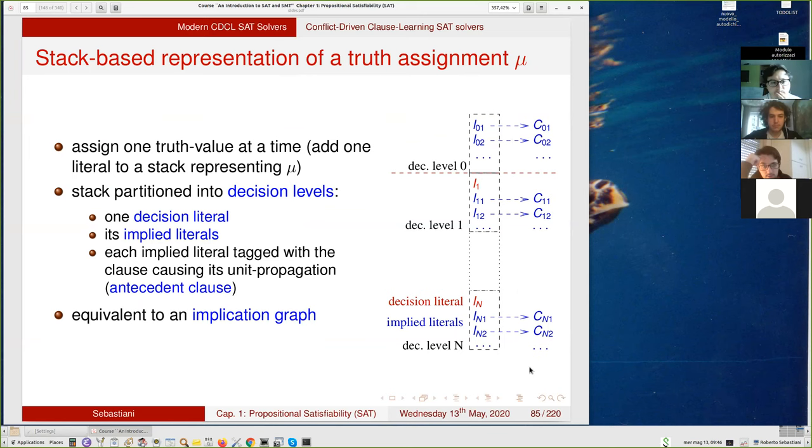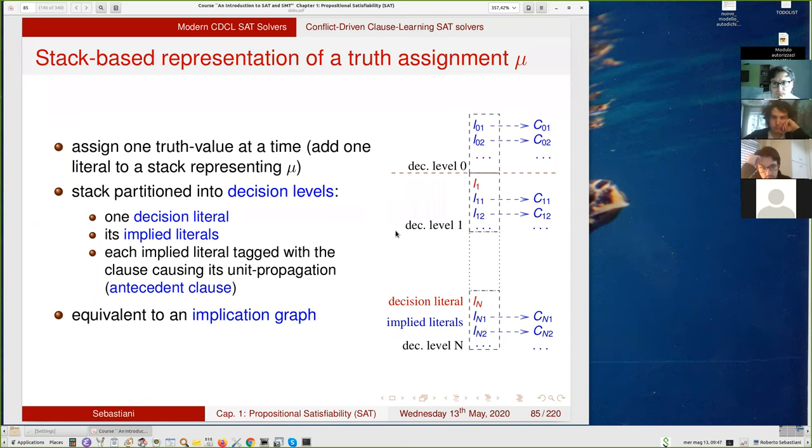The key point is that the stack is partitioned into decision levels. Apart from decision level zero, every decision level is given by one decision literal and the unit-propagated literals which follow the decision literal, possibly none. Typically, what happens in DPLL, as we have seen before, is that you make a decision. As a consequence of that decision, some clauses become unit, and so you have a chain of unit propagation. Remember that when you unit propagate one variable, you may cause other clauses to become unit. So typically: decision, chain of unit propagation, decision, chain of unit propagation.